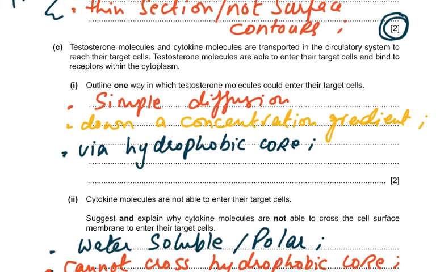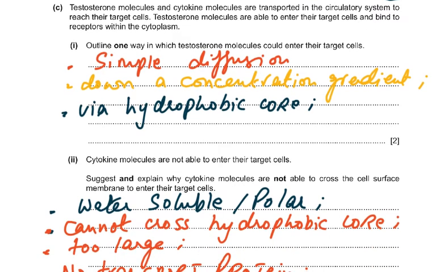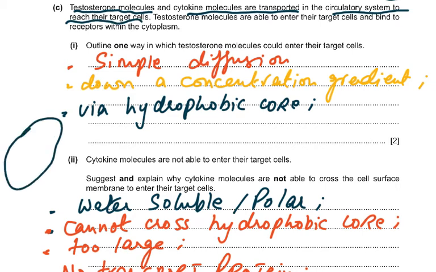Then we come on to part C of the question. Testosterone molecules and cytokine molecules are transported in the circulatory system to reach their target cells. Now this is a cell, and you know the outer side is a phospholipid bilayer. And you know what cannot cross a phospholipid bilayer and what can cross. So fat soluble molecules can pass through it. Alcohol can pass through it. Small uncharged molecules can pass, but the polar molecules cannot pass.